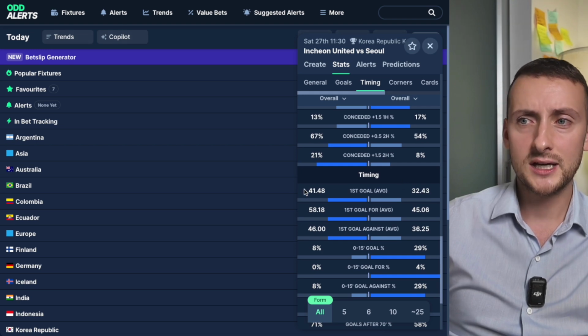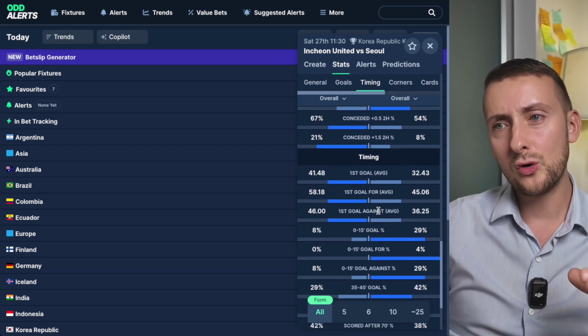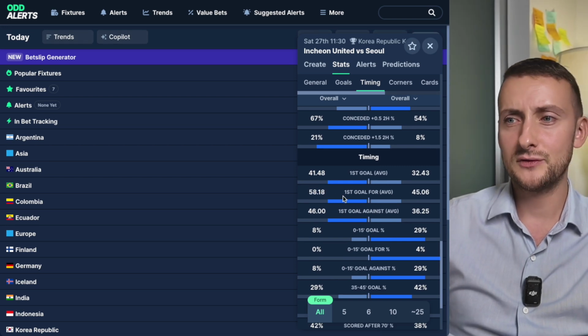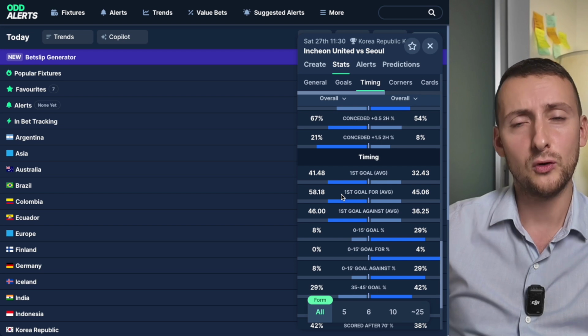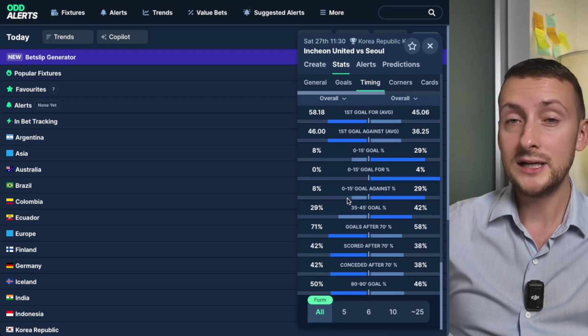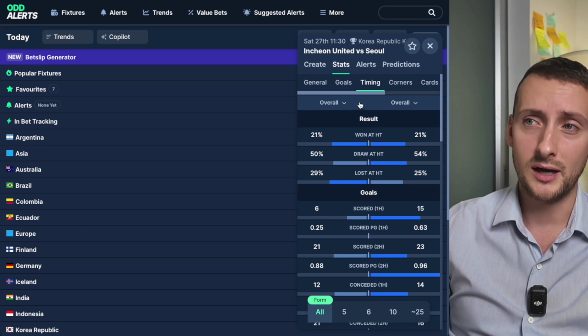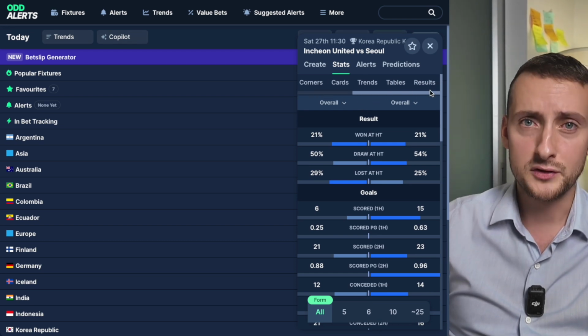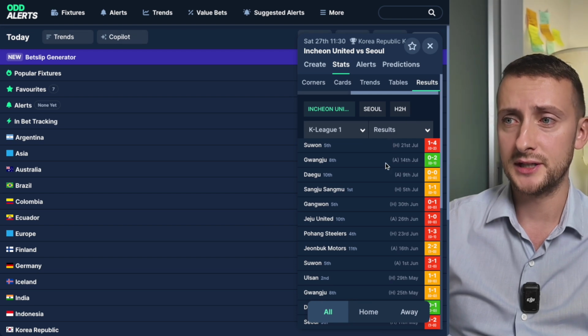The average first goal time is 41 minutes. First goal in terms of scoring, average time 58 minutes for Incheon. Unders could be the play as well. This is another thing that you can potentially fall back on, unders. I know people really don't like to bet on the under. The sort of average bettor doesn't like to bet on the under, but I'm telling you, it is profitable long term. Check out the value betting again on OddAlerts and have a look there.